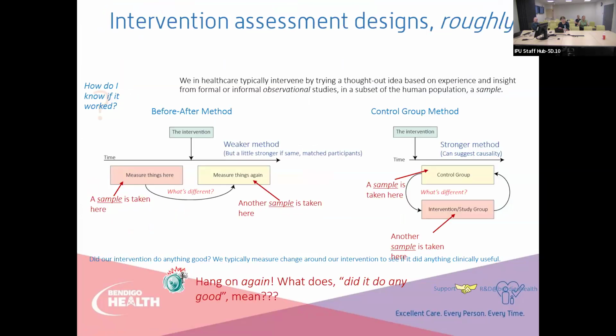And there are a couple of methods there. There's that simple before and after with the intervention in the middle. And then there is a control group. So you might have a control group in quality improvement sometimes? Or not? You just try and improve the system. Yeah, we try and improve everything. Yeah, that's right. And again, whichever way we do it, what does it mean if our intervention has worked or not? Next one.